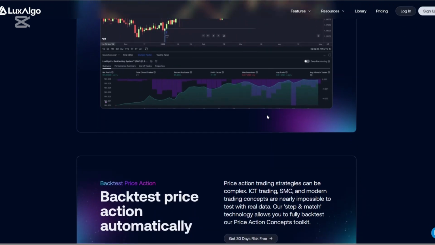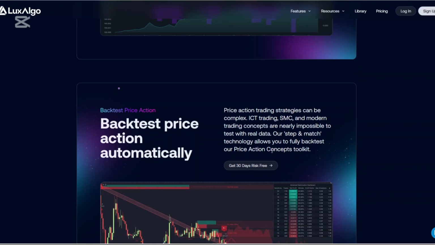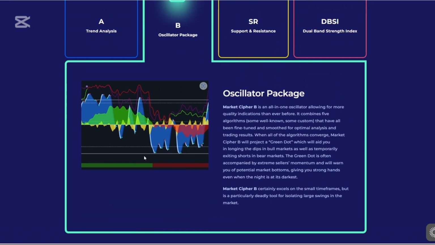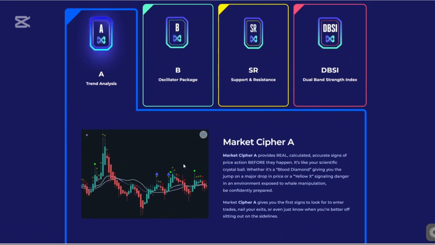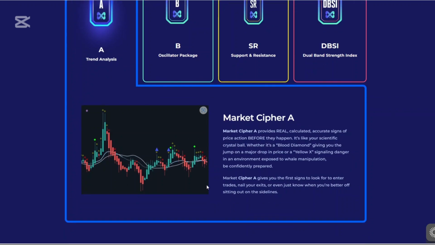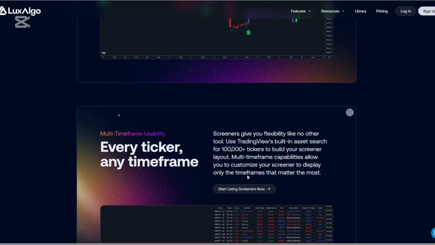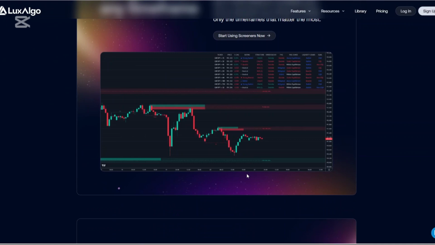Choosing between Market Cipher and LuxAlgo largely depends on your trading style and your preferences. If you value straightforward, easy-to-interpret signals and prefer a one-time payment model, Market Cipher might be the better fit. Its indicators are designed to provide clear guidance without the need for extensive customization. Conversely though, if you're a trader who likes to tweak and optimize strategies, LuxAlgo's customizable toolkit and AI features offer a more flexible approach.